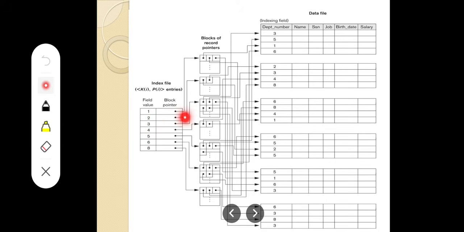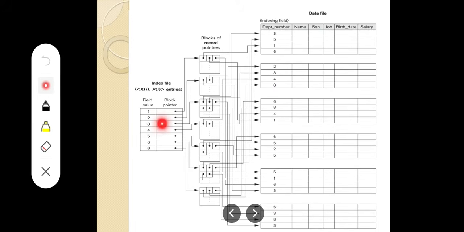Here the block pointer will be pointing to a record pointer. This record pointer will be pointing to the record having the value 2. So this first record pointer will be pointing to this 2. The second record pointer will be pointing to where? Will be pointing to this. So there are only two 2s here.